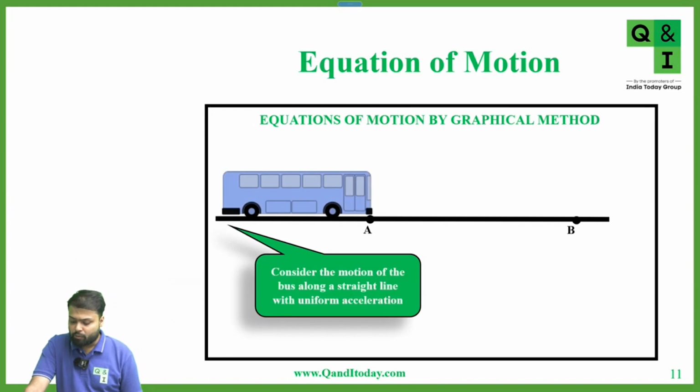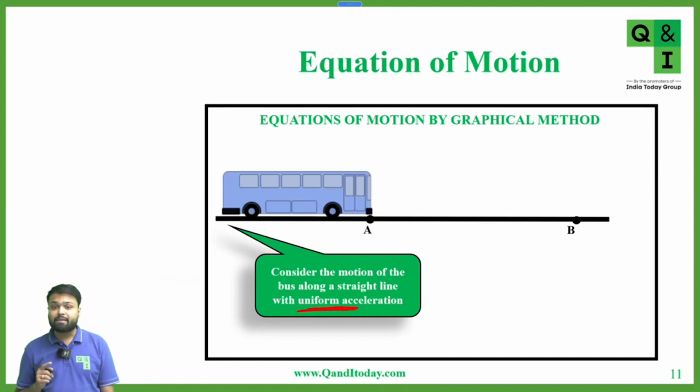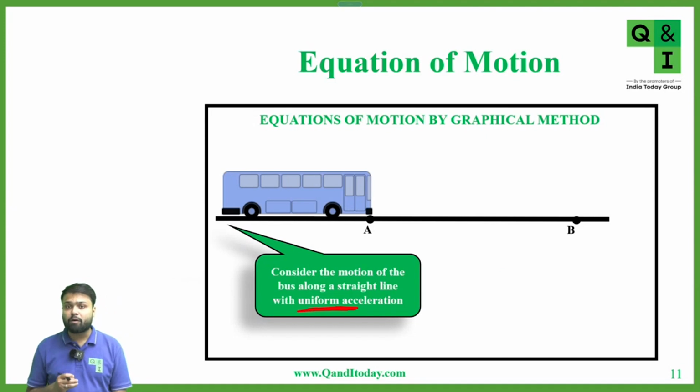Okay, so suppose there is a bus moving along a straight line. Again, it is written with uniform acceleration. That means acceleration is constant. I am saying this thing again and again because this is very important.